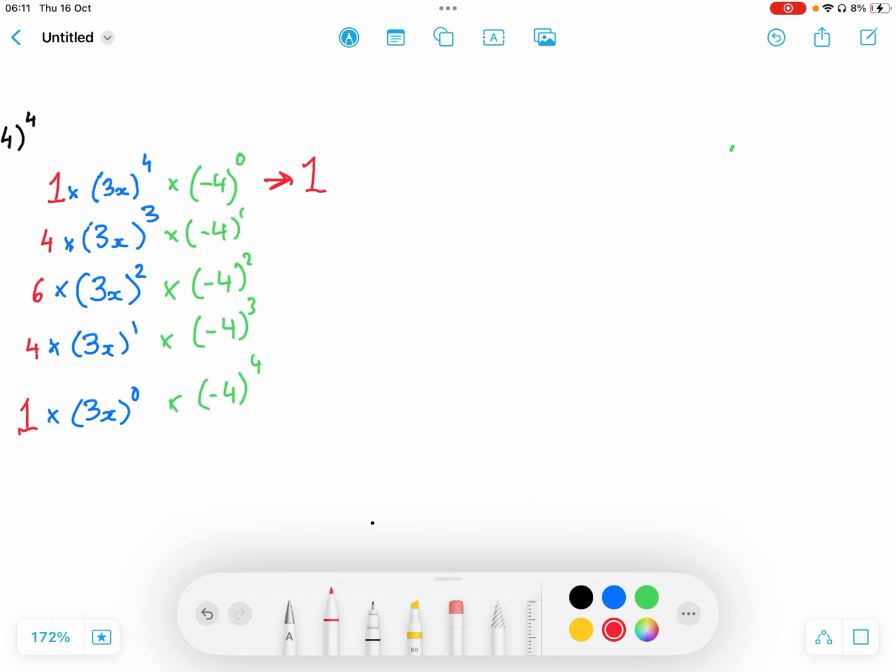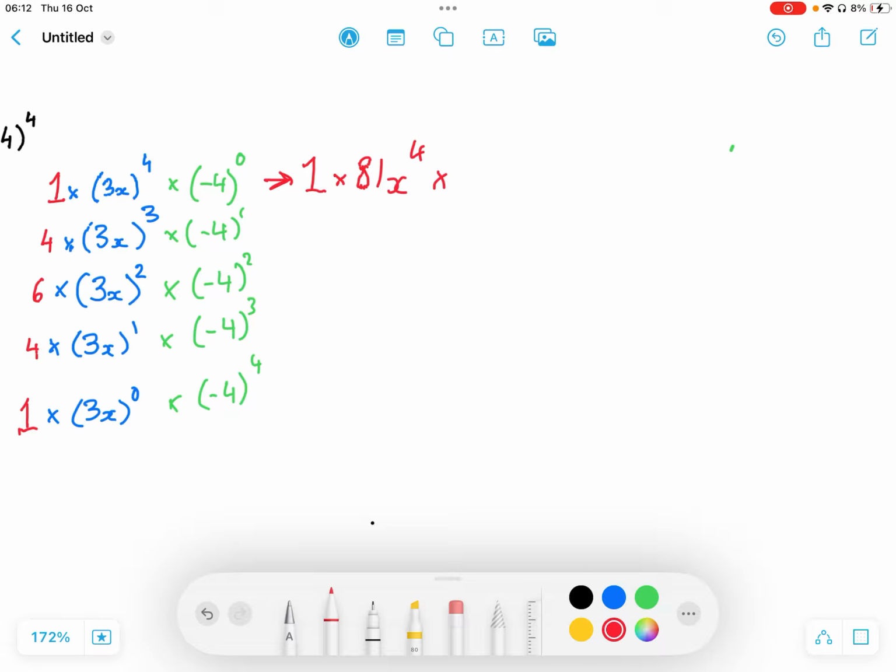I can write 1. Now, 3x to the power of 4 is not 3x to the 4. I see people write this. No. Why not? Because we are not doing 3 times x to the power of 4. We are doing 3x times 3x times 3x times 3x. So we're going to do 3 to the power of 4 and x to the power of 4. So 3 times 3 times 3 times 3 gives me 81x to the power of 4.